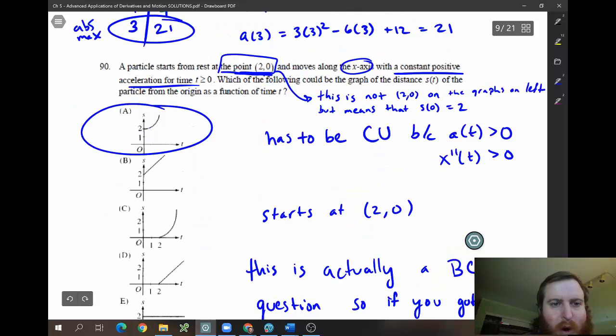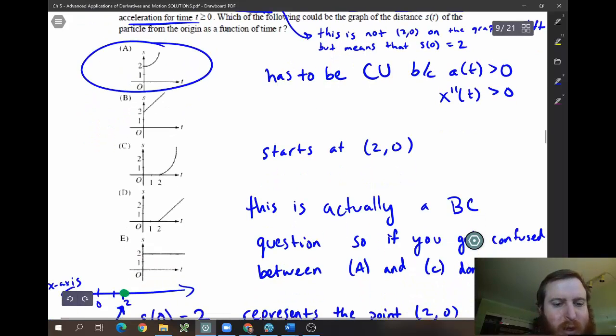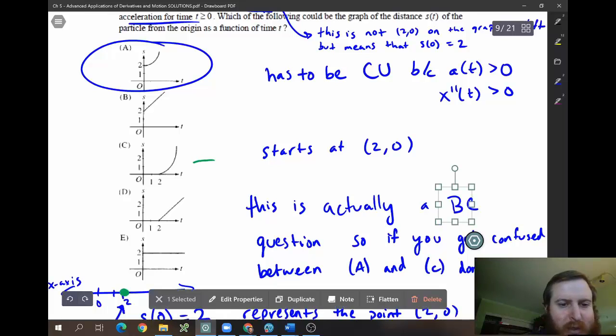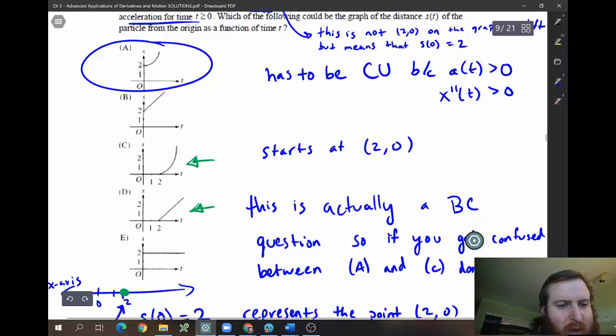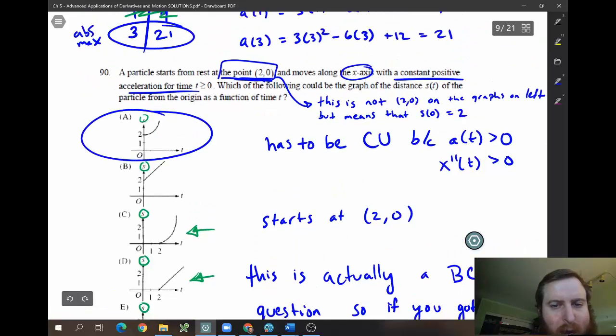Okay. Next, a particle starts from rest. This one's really confusing. Okay, it starts from rest at the point 2, 0. And a lot of students, they'll try to pick C or they'll try to pick D. But this is actually a little bit confusing, because let's look at what the y-axis is. The y-axis is the position. So the y-axis is the position. So if it's starting at the point 2, 0, that's a little bit tricky, but it's starting at that point on the x-axis, right? This is not the x-axis.